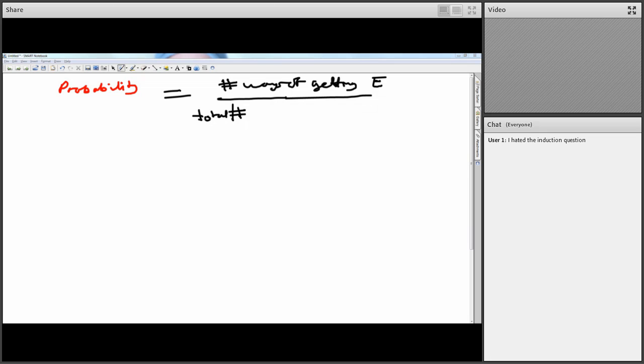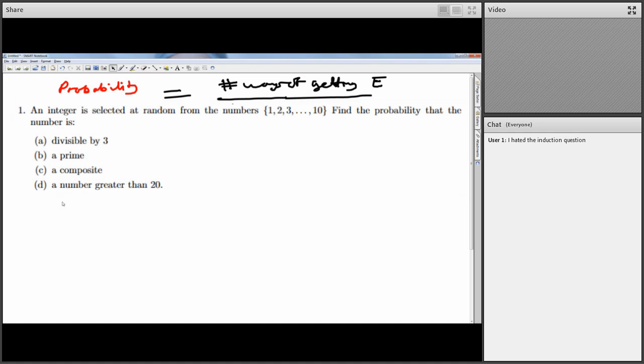Let's start with some simple questions to begin with. This is from the exercise sheet that I've been doing for the internal students, just starting simple. So we've got an integer. It's picked randomly, all of them equally likely, 1 up to 10. So what's the probability that it's divisible by 3?